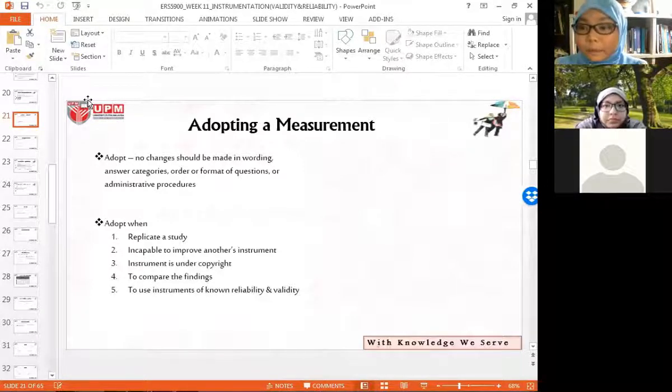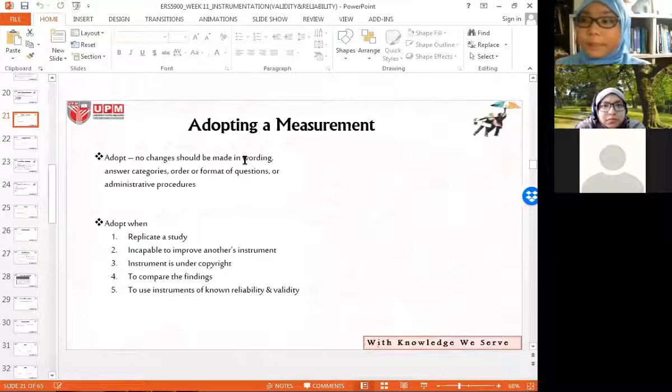Kan, adopt. Okay, adopt ni in research, it referring to no changes should be done in wording, answer categories, order or format of question or administrative procedures. Maksudnya when you adopt the questionnaire, the perkataan adopt and adapt ni we will use when we try to identify the suitable instrument for our study. Okay, perkataan ni yang biasanya ramai orang akan confuse.